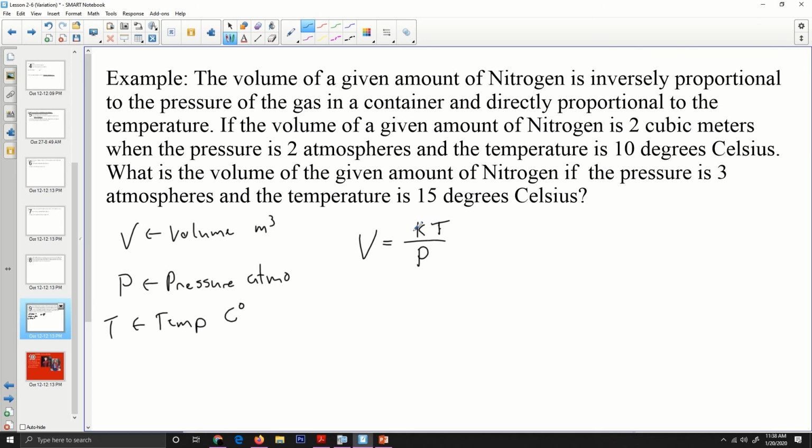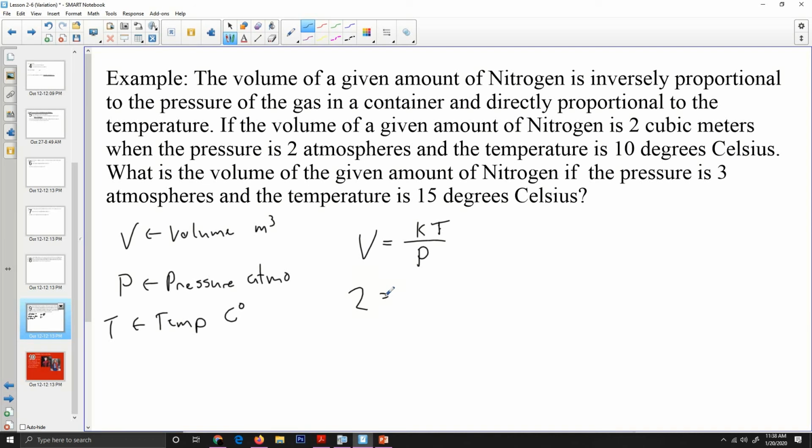this K is going to end up being a constant of proportionality that relates to nitrogen only. And so even if everything else remains the same, where volume is inversely proportional to the pressure and directly proportional to the temperature, it's going to depend on what type of gas you use in each particular instance. So let's plug in what we got. It says 2 cubic centimeters, or cubic meters, of nitrogen.